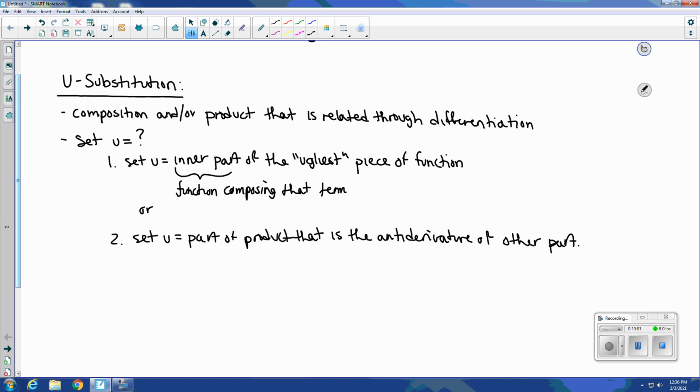Then again, you know your u substitution is successful. So you may question, did I set u equal to the correct function? Your u substitution is successful if you can redefine the integral solely in terms of u and du.